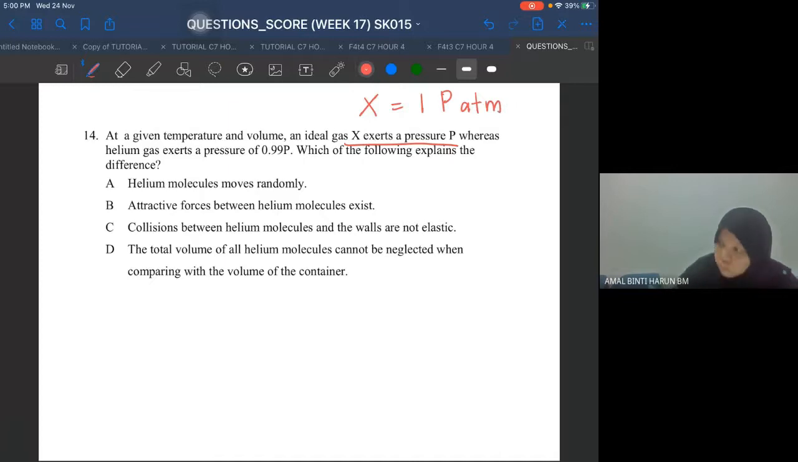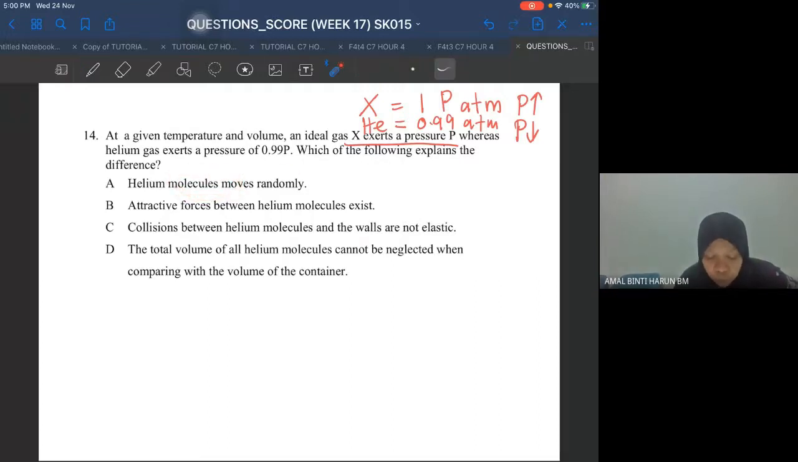Whereas helium exerts a pressure of 0.99 ATM. So it tells us the pressure of X is higher, the pressure of helium is lower. Why is the pressure of helium lower? Okay, now let's choose the answer. Helium molecules move randomly. No, all molecules move randomly, all gases. Okay, so this statement is wrong. Attractive forces between helium molecules exist. Okay, KIV first. Collision between the helium.